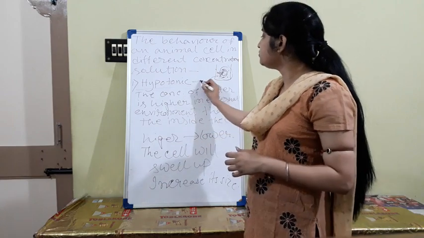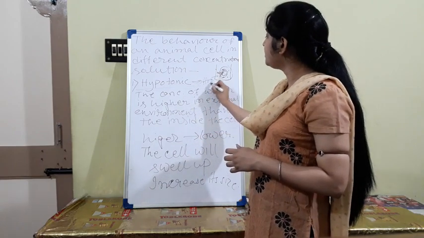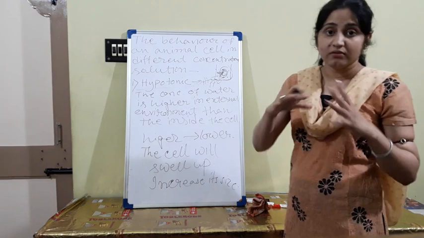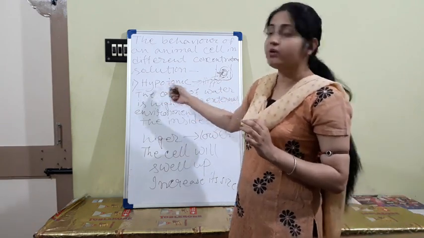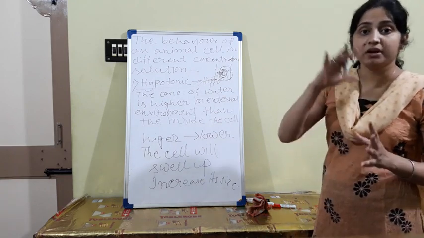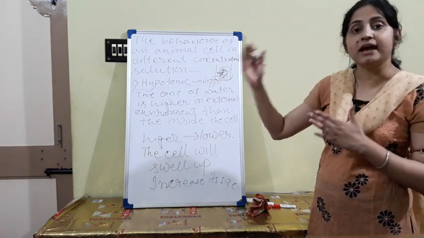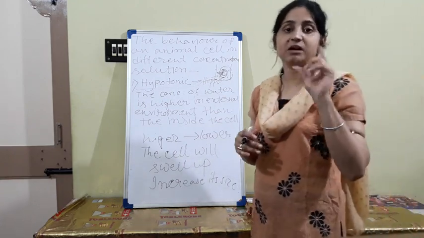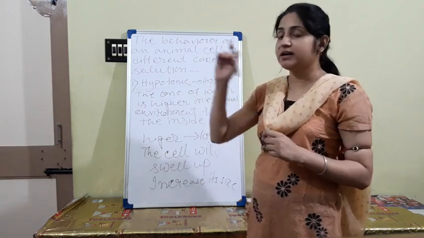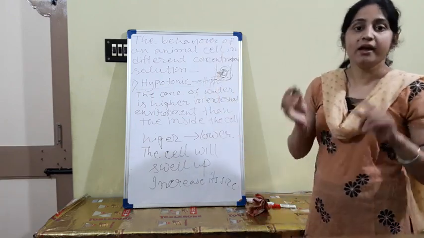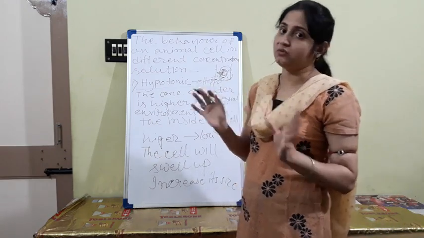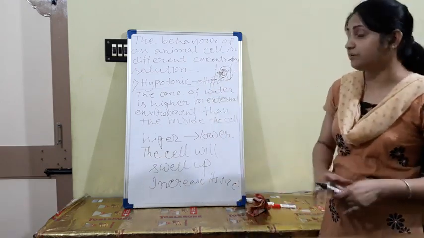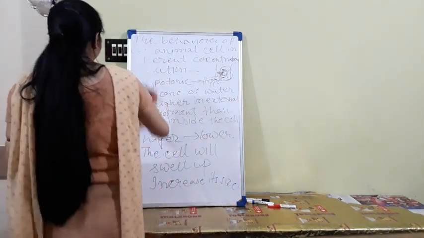Hypotonic. Hypo, you can remember as hippo. Okay, hippo means swelling up, increasing its size. You remember that hippo, it will be great in size, meaning water gets inside the cell. The surrounding medium is higher in concentration and inside the cell is lesser in concentration, and obviously water gets inside the cell, the cell will swell up and it will burst. Okay, this is the result of the hypotonic solution. Next, hypertonic and isotonic.